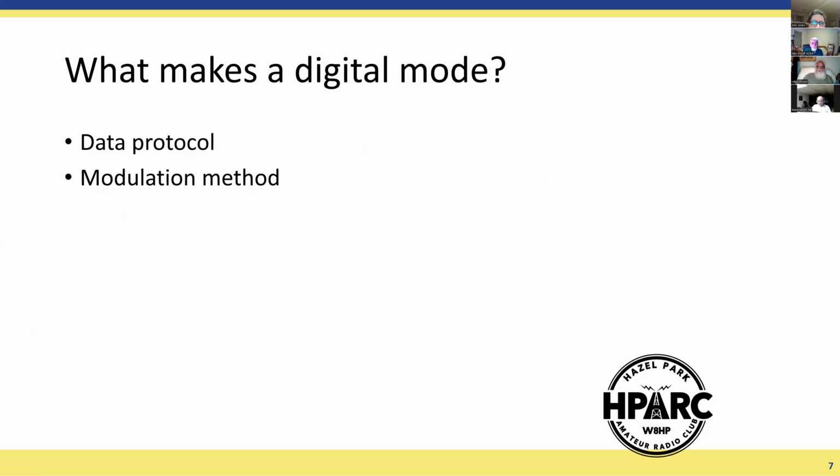So what makes something a digital mode is a combination of a digital protocol, which is how the bits are handled, and a modulation method, which is how the digital bits are impressed on a radio frequency carrier. The names of some of these modes could refer to either one. So it's important to understand.